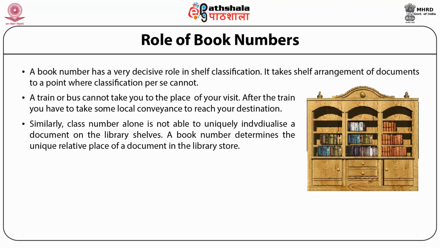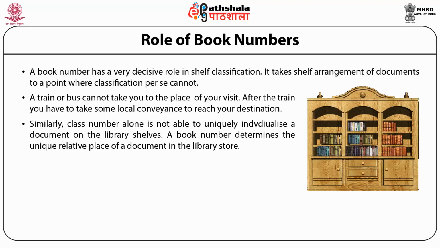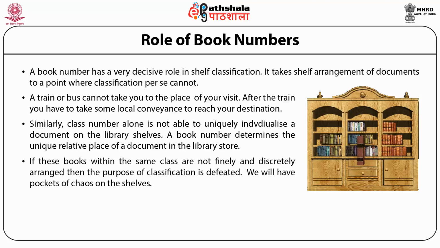Similarly, class number alone is not able to uniquely individualize a document on the library shelves. A book number determines the unique relative place of a document in the library store. That is, it helps to give a unique call number to the document. If books within the same class are not finely and discretely arranged, then the purpose of classification is defeated. We will have pockets of chaos on the shelves, not an individual place for every document.